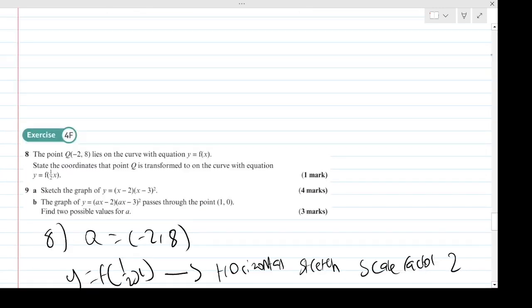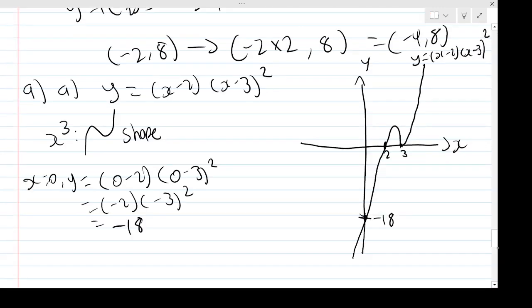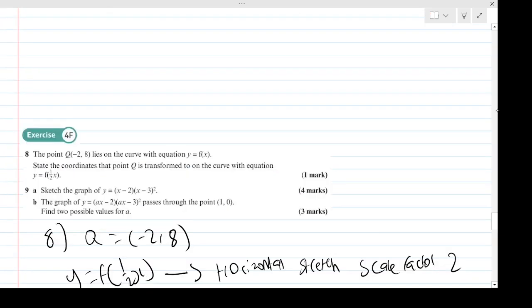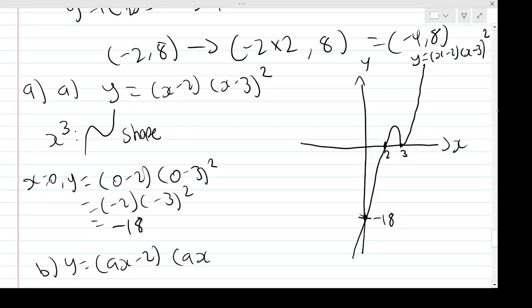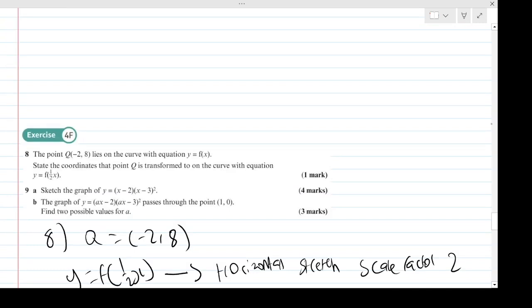Cool, then for part B, the graph of y is ax minus 2, was it? And yes, ax minus 3 squared, passes through the point 1, 0. Find the two possible values of a. Now, we did look at a very similar example to this last video where we looked at translations, but we can do it with this sort of transformation as well, with stretching. So it passes through the point 1, 0, but again, what's happened to this curve? What is the difference between this one and that? What's the relationship, the link?